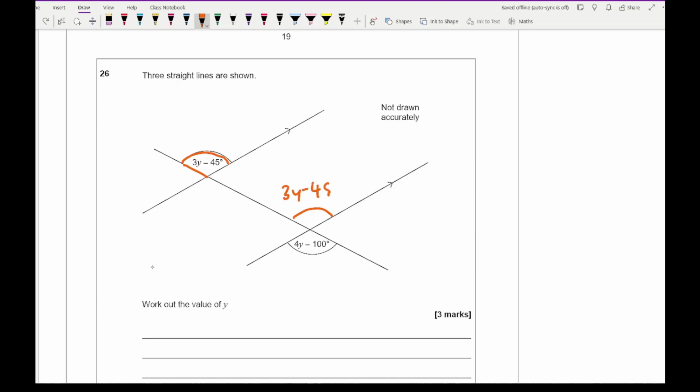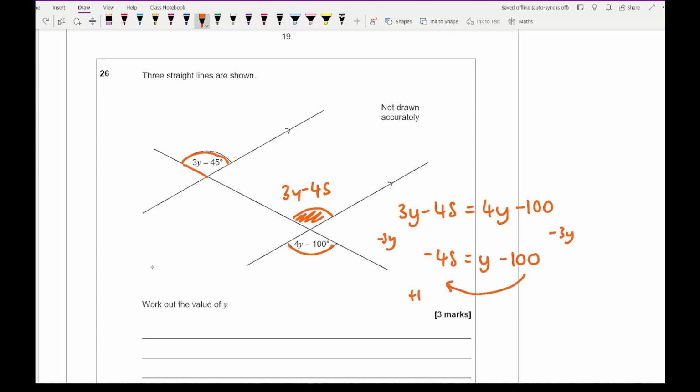So here we've got this, and then these two angles here must be equal to each other because they are opposite. So 3y minus 45 must equal 4y minus 100. Then if I take 3y's from both sides, I end up with minus 45 equals y minus 100. Then I take the 100 over to the other side by adding 100, in which case I get 55 equals y, and there is my final answer.